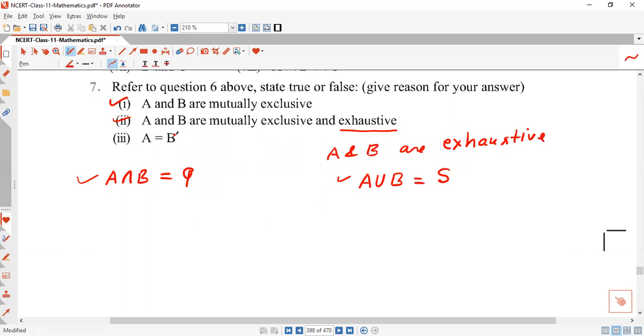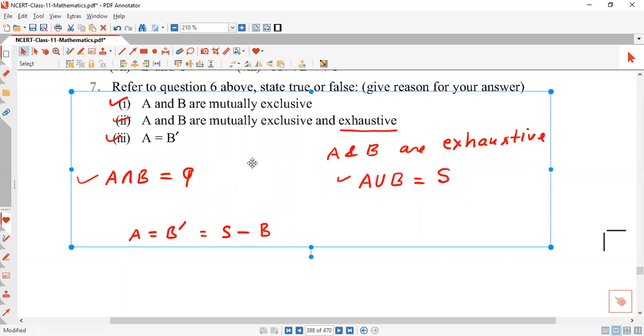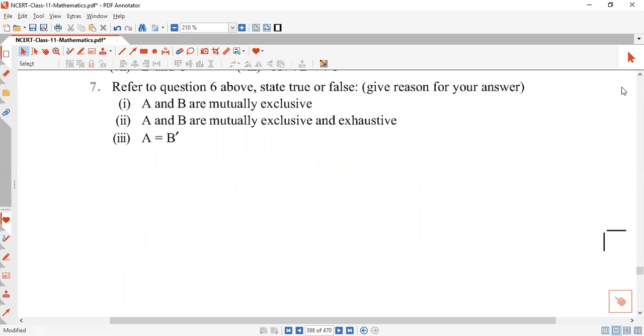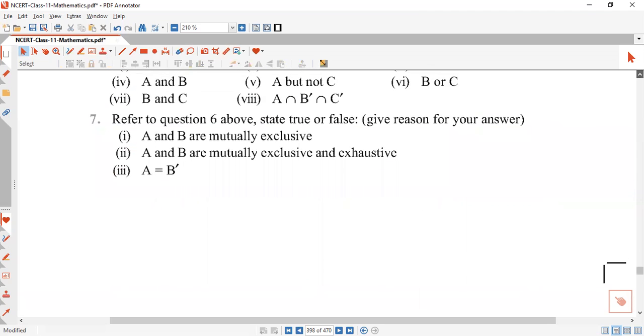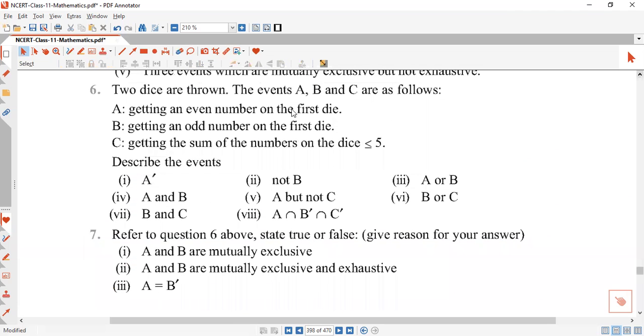A equal to B dash. What is the meaning of this part? A equal to B dash means B dash is the sample space minus B. So this is the meaning basically. That's what we have to find out in this question. So we want to refer to question number 6 for the data A and B. We are interested only in the data of A and B, and then we want to do the question.